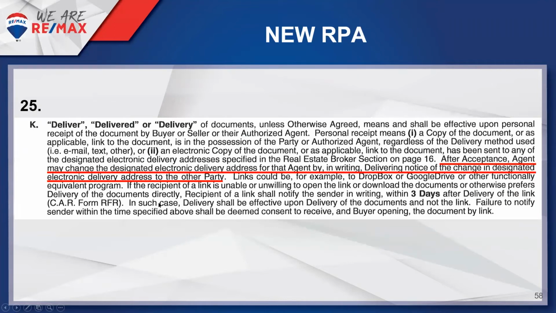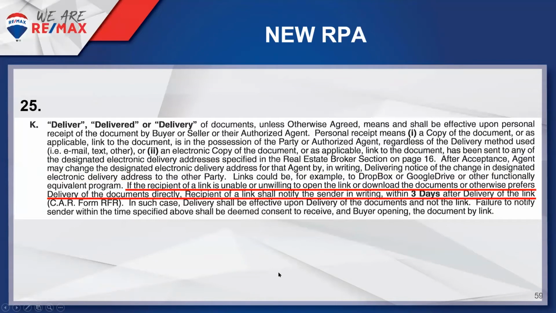Okay. After acceptance, an agent may change the designated electronic delivery address for the activity in writing and deliver the notice to the other party. So if you have one email address in the offer, but now you want to change it, you can do that. The contract allows you to do it.